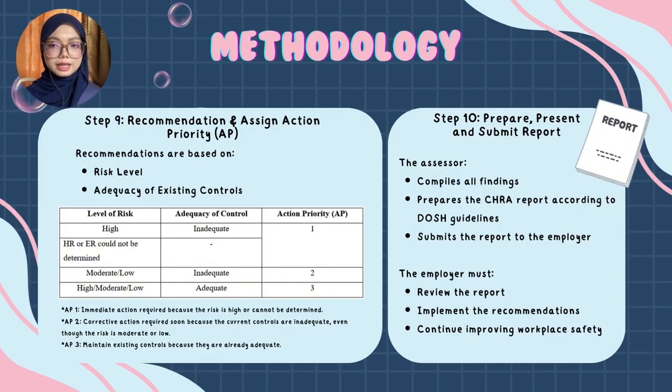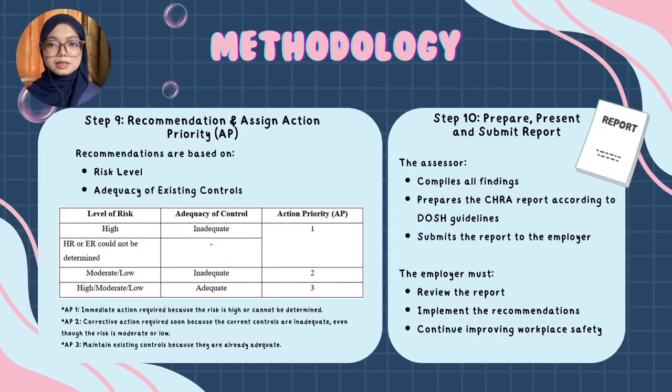An action priority or AP is then assigned. For example, AP1 means immediate action is required because the risk is high or the controls are inadequate. AP2 means corrective action is required but it is not as urgent as AP1. AP3 means the existing controls are adequate but they should continue to be maintained and monitored.